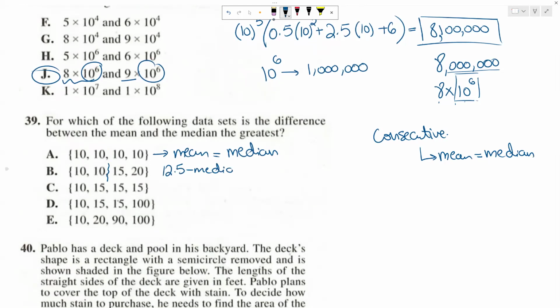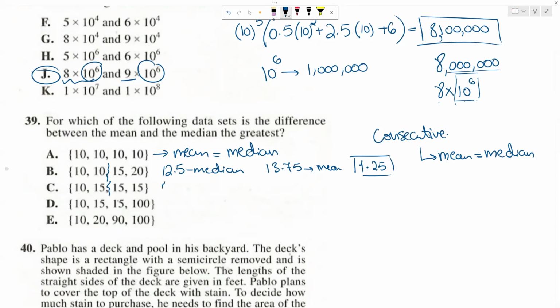I can easily calculate the mean on a calculator by adding them all together and dividing by the count. So 10 plus 10 plus 15 plus 20 divided by 4 gives you 13.75. So the difference between the mean and the median is 1.25. If I do 13.75 minus 12.5, it gives me a difference of 1.25. That's the difference. I have to check the difference, or do the same, for every one of those.